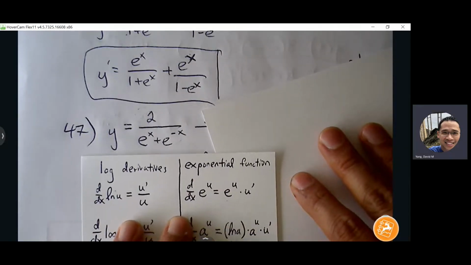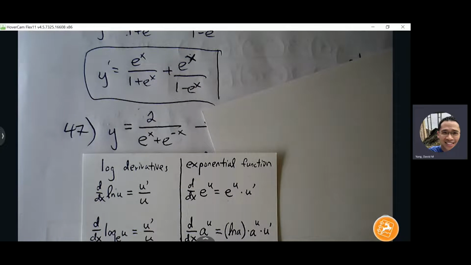Okay, 47, I have 2 over e to the x plus e to the negative x. How would you approach this problem to find the derivative? Quotient rule is possible, but we can bring it up, right? You see that the numerator is just a constant. The nice thing about a constant is whatever you bring up next to it, it just becomes part of it, right? It doesn't have to be its own thing. It can just be a part of whatever variable you bring next to it.